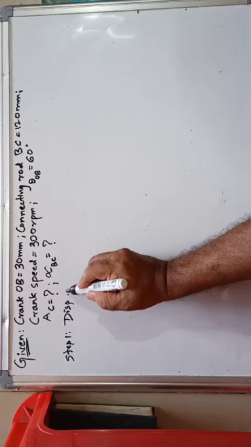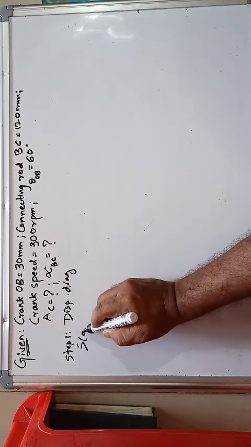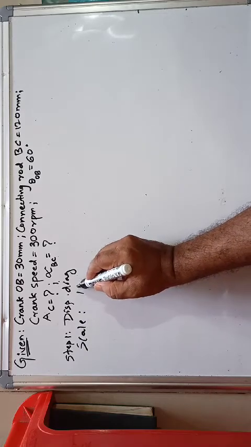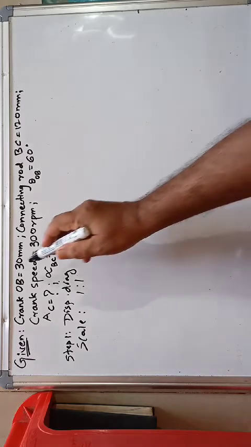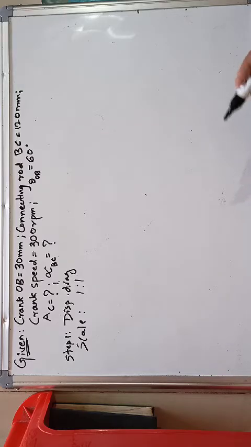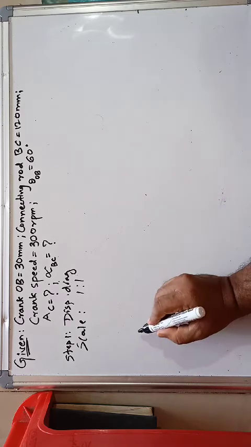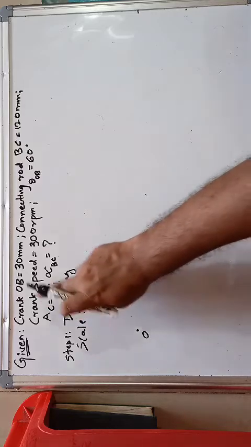For the displacement diagram, first we are going to consider the scale. As I already told you, the scale is 1:1, because the crank length is 30 millimeters and the connecting rod is 120 millimeters. Therefore I am going to consider the scale 1:1. I will take any one point here. This is O, the starting point, the crank OB.